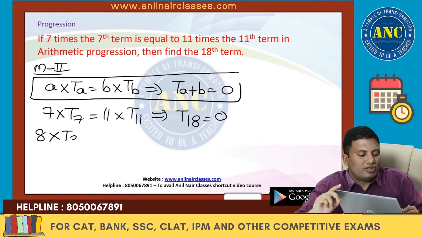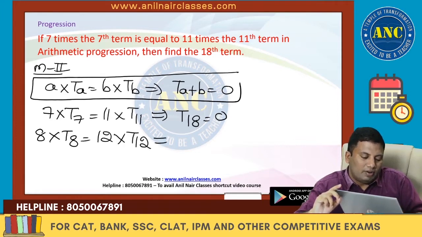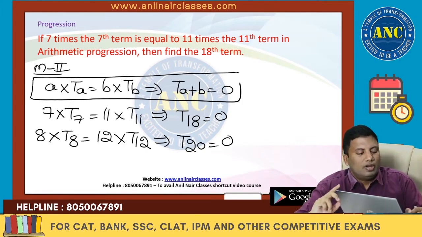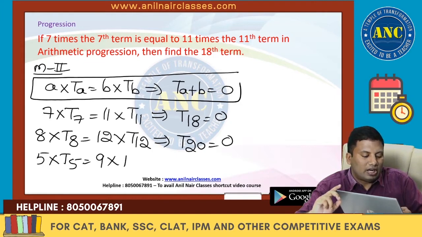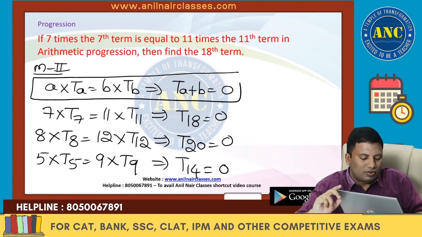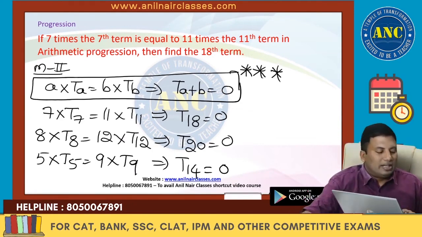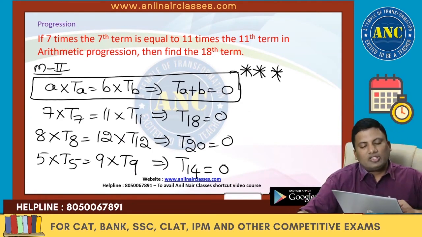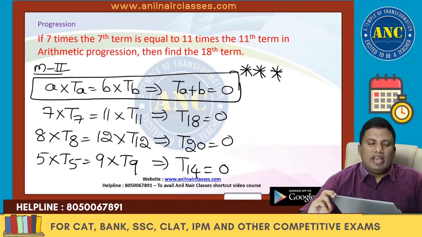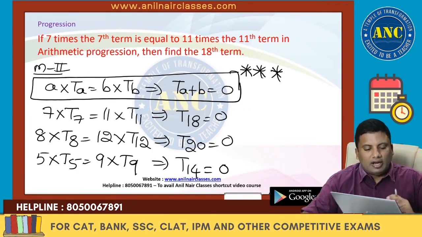8 times the 8th term equivalent to 12 times the 12th term. And what will be the answer? 8 plus 12, T20 equivalent to 0. 5 times the 5th term equivalent to 9 times the 9th term. What will it be equal to? T14 will be equivalent to 0. I hope this idea is clear. A into Ta equivalent to b into Tb. T of a plus b will always be equivalent to 0.